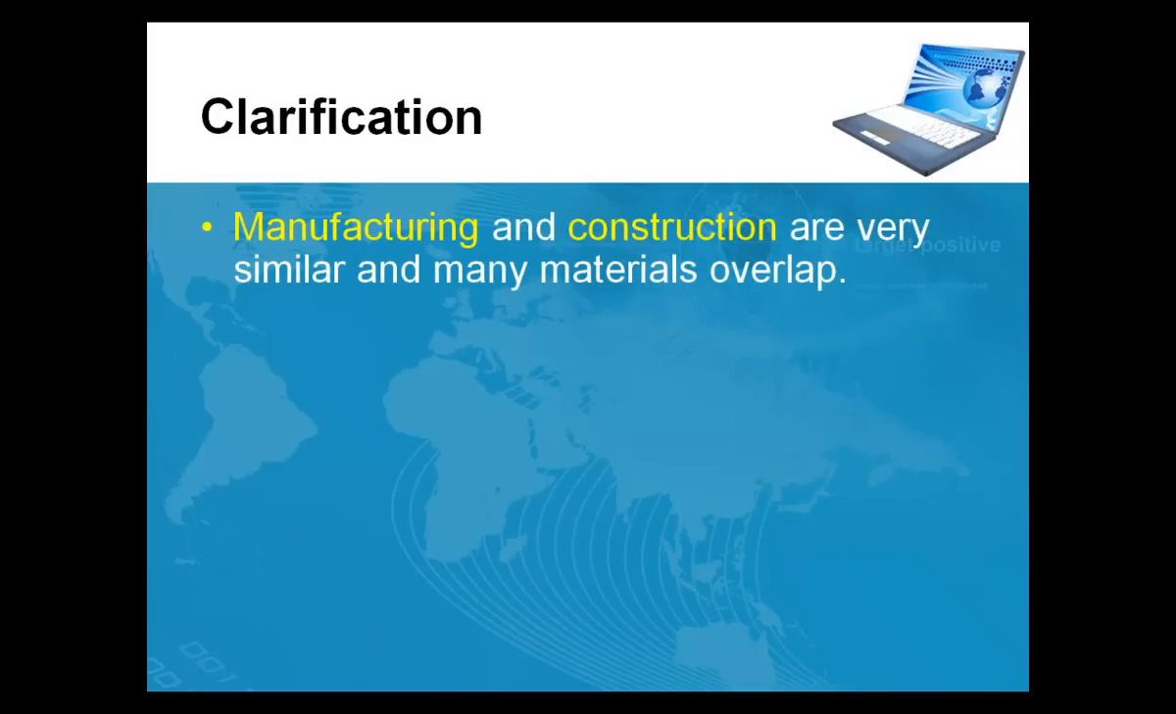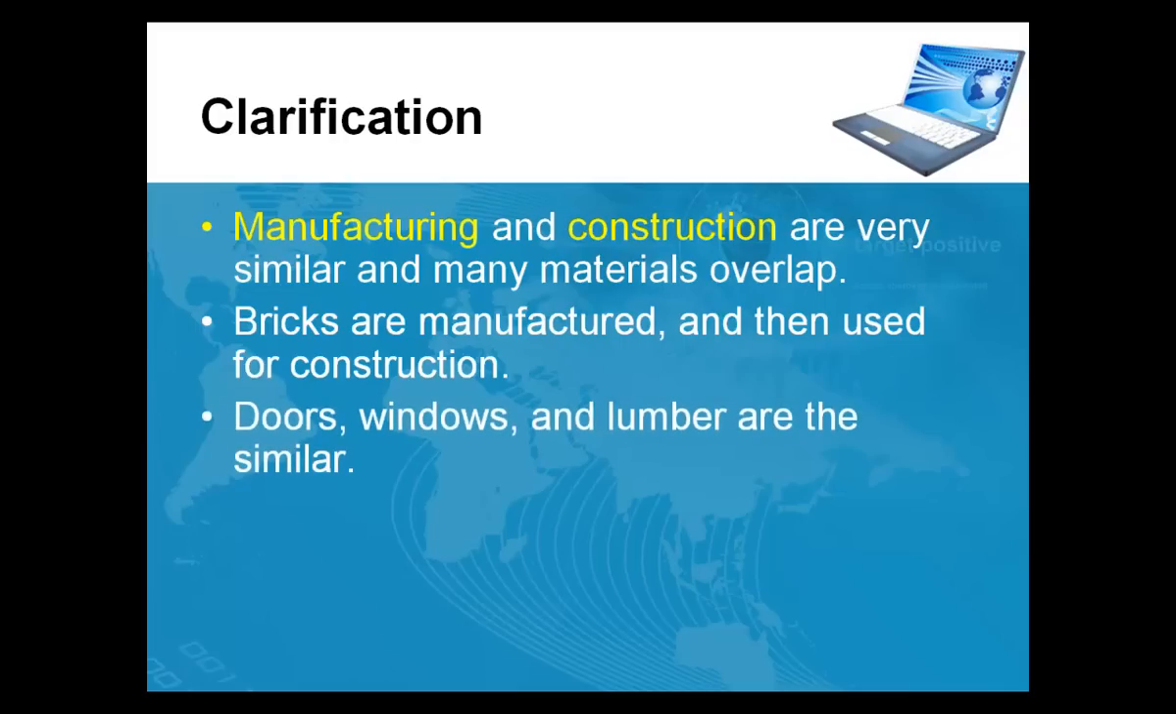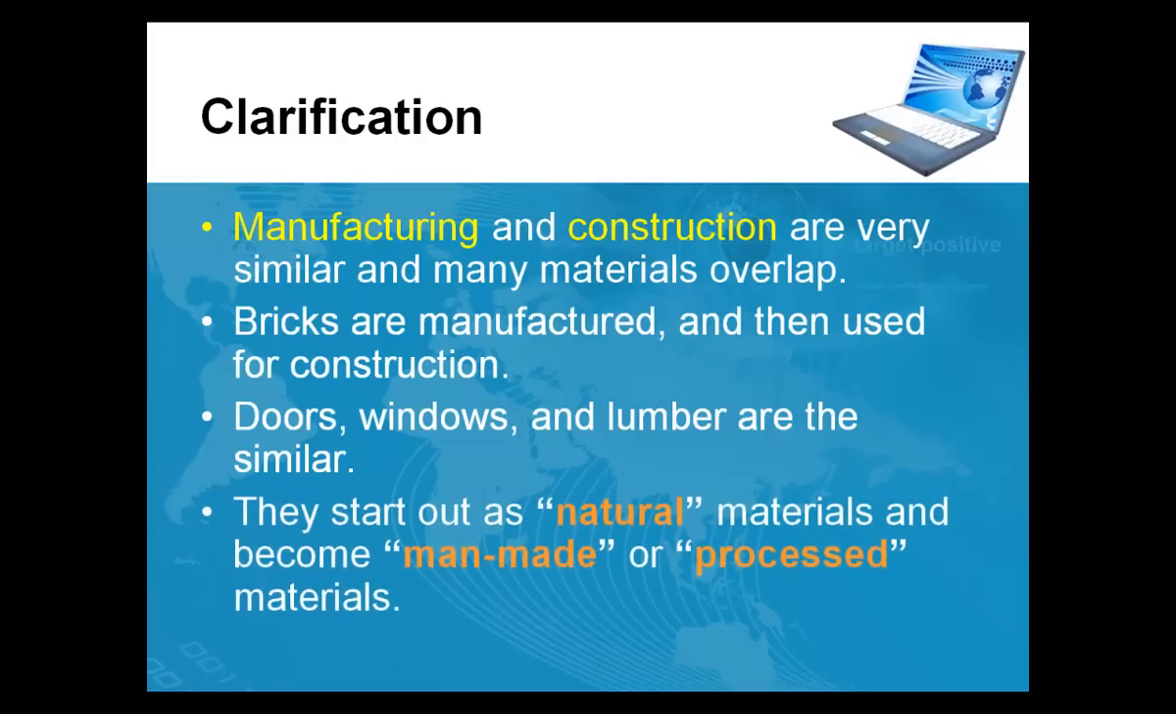Now I want to point out manufacturing and construction are very similar and many of the materials will overlap. For example, bricks are manufactured and then they're used in construction. So at the factory they make the bricks, they transport them out to the area where the building is being put up, and then they put them together in a form of construction. So the bricks would be both manufactured at one point and constructed at another point. Doors, windows, and lumber will be similar to this. They start out as natural materials and become man-made or processed materials. So a lot of things can overlap when we're talking about this.